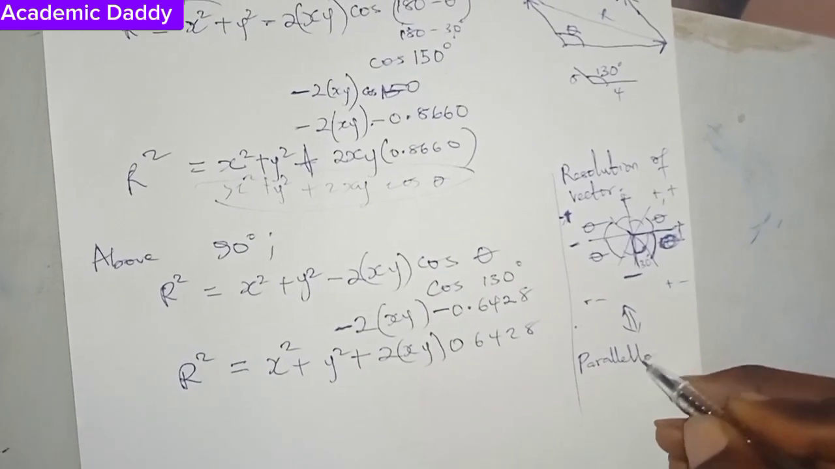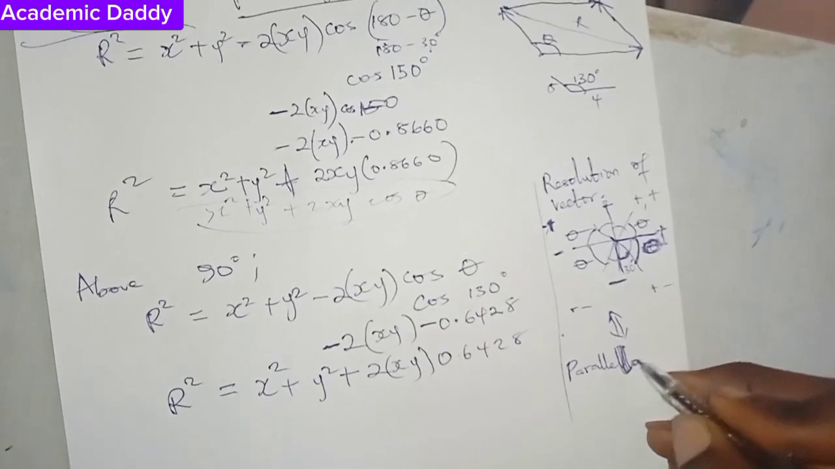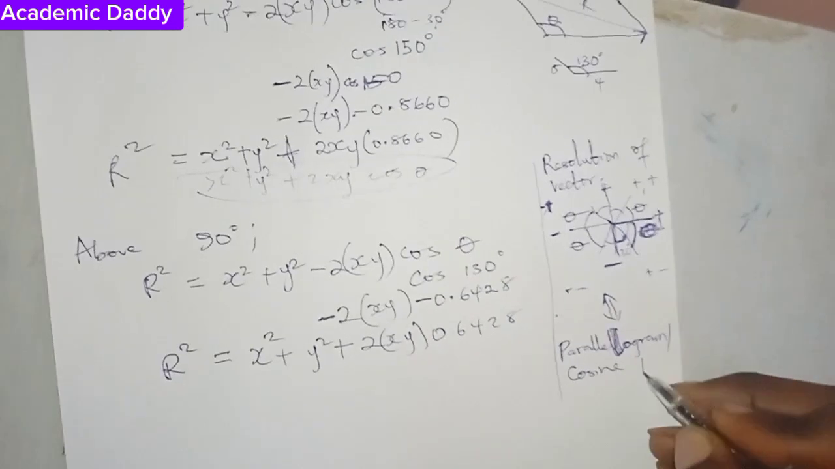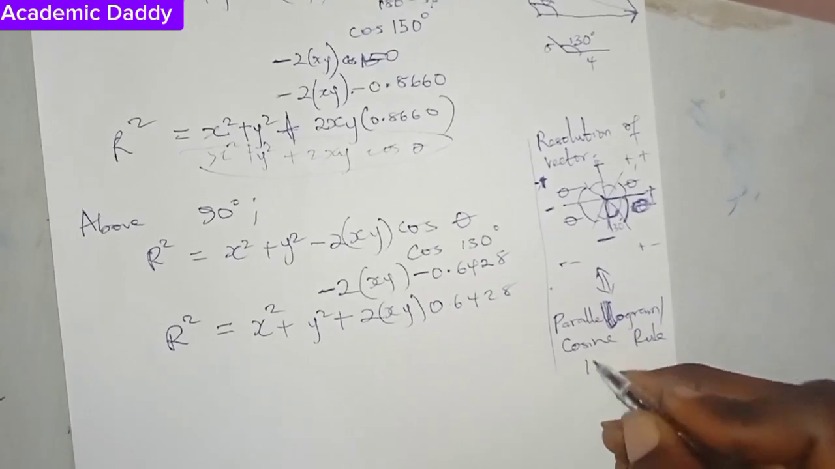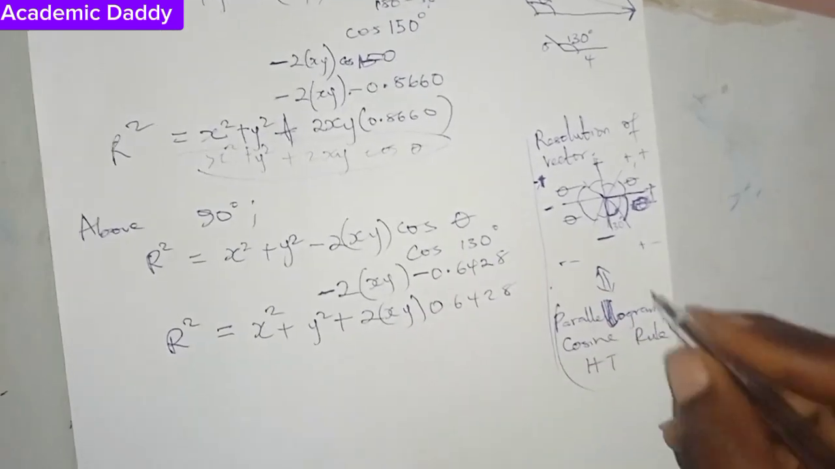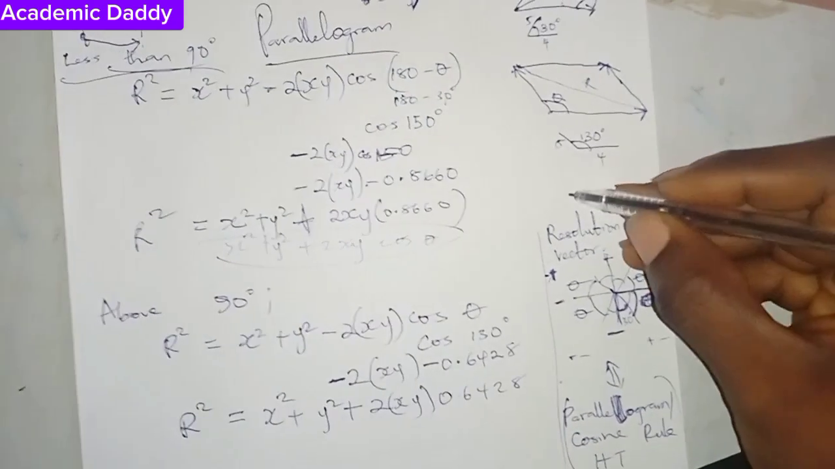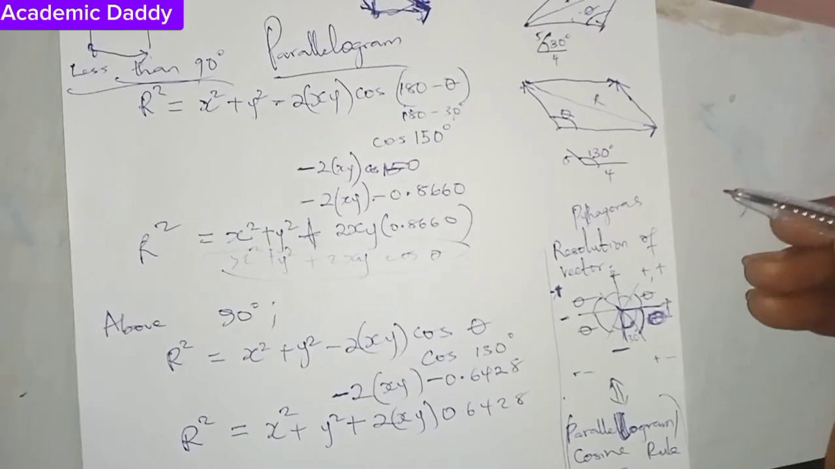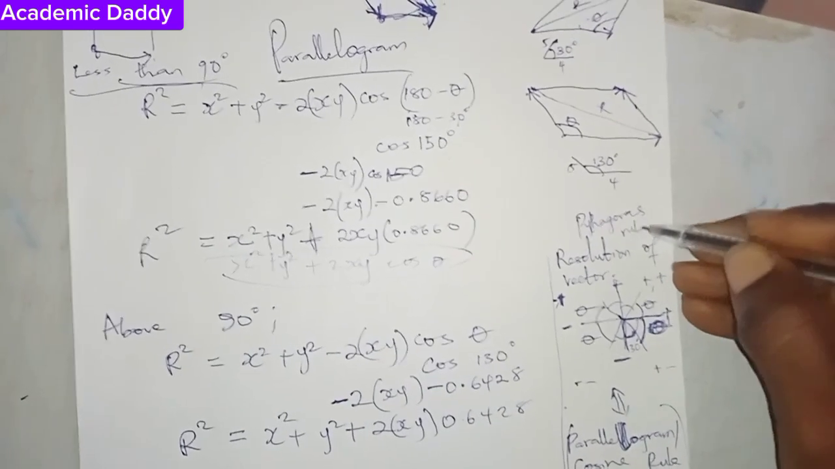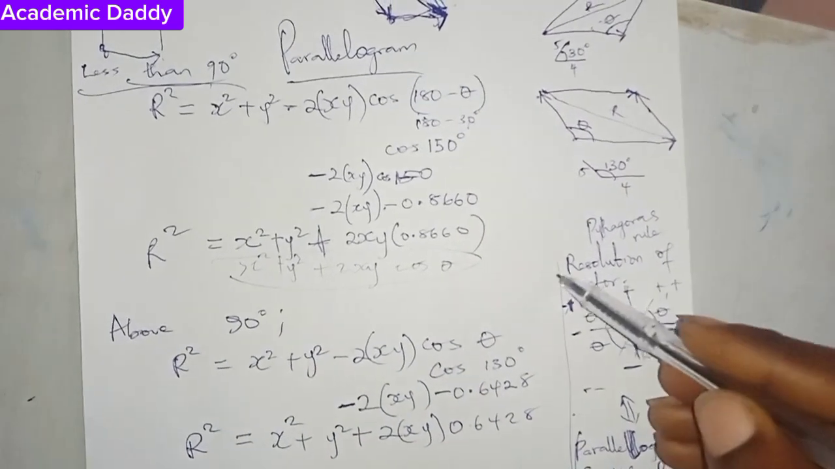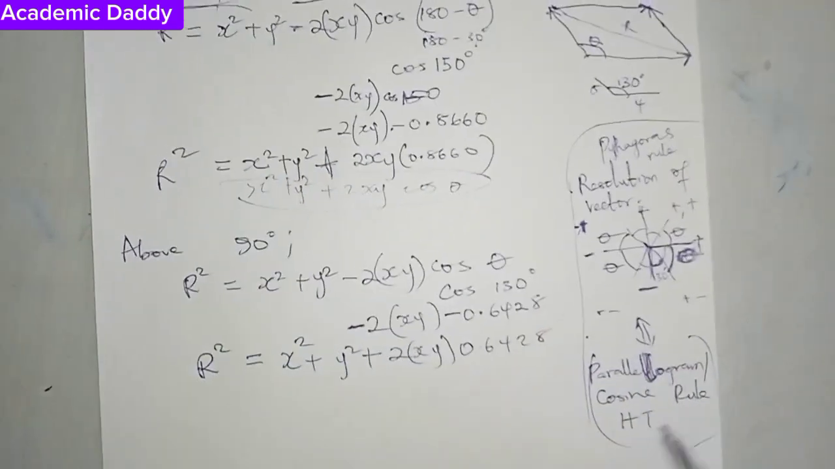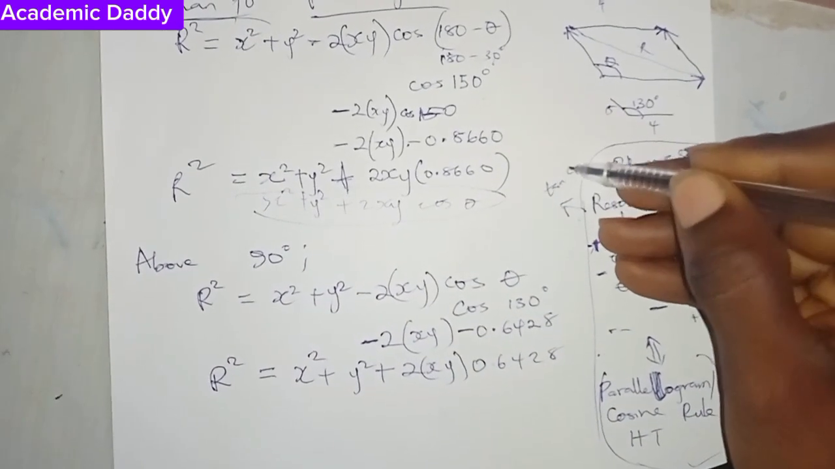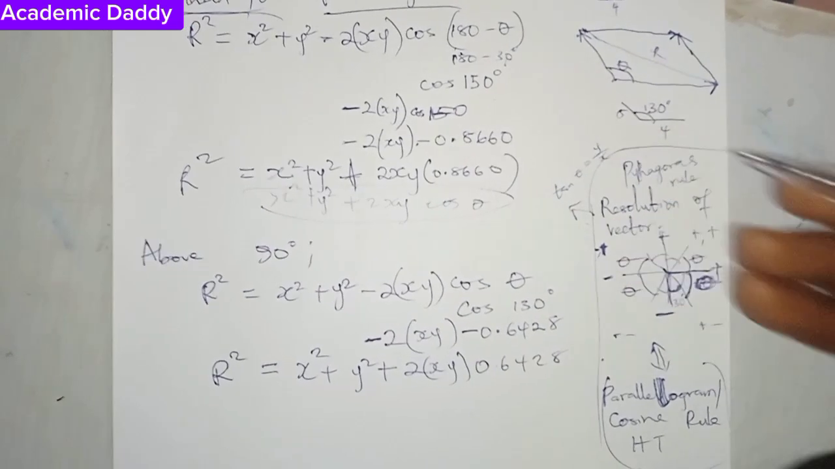Parallelogram, or you call it the cosine rule, or you call it the head-tail rule, while resolution of vectors is also called the Pythagoras rule. And remember that once you use resolution of vectors to find your resultant, to find your direction, you use tan theta equals Y over X.